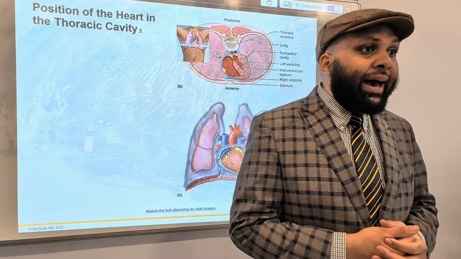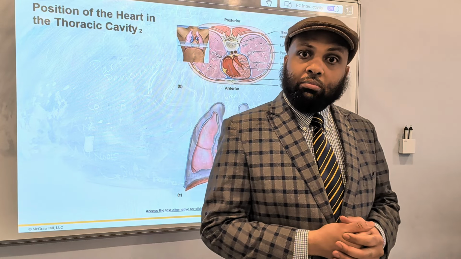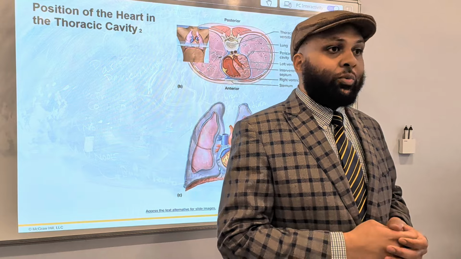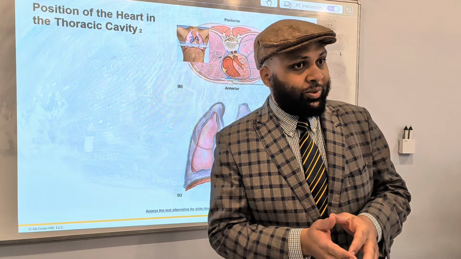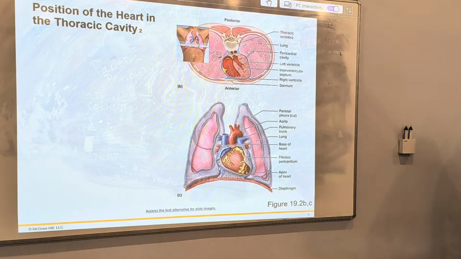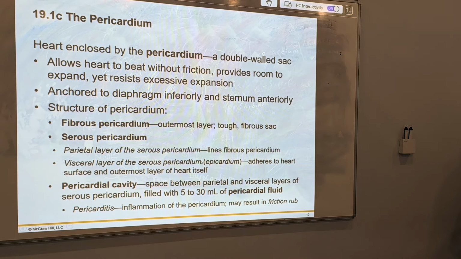The lung also has a balloon around it. What do we call it? Pleura. So we also have visceral pleura and parietal pleura. Visceral pleura touches the lung. Parietal pleura does not touch the lung. Pericardium is a double-walled sac that allows the heart to beat without friction.